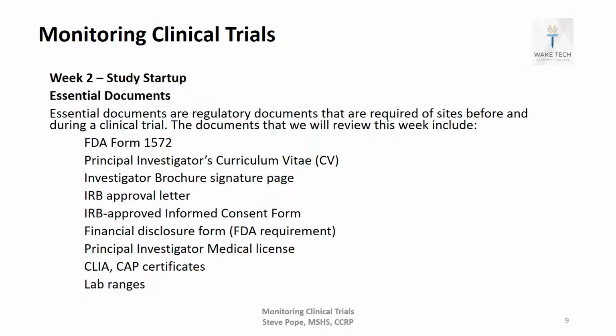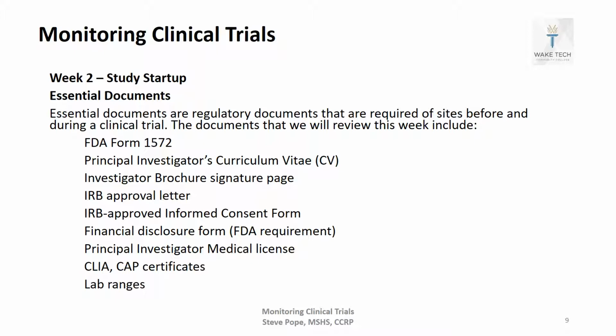Getting back to the startup stage, one of the chief tasks that we're going to be doing is collecting essential documents. Essential documents are regulatory documents that are required of sites before and during a clinical trial. So some of the documents that we'll review this week include a few of the following. We're going to take a look at FDA Form 1572, a very important document. Principal Investigator's Curriculum Vitae, or CV. We'll also include the staff CVs in that process as well.